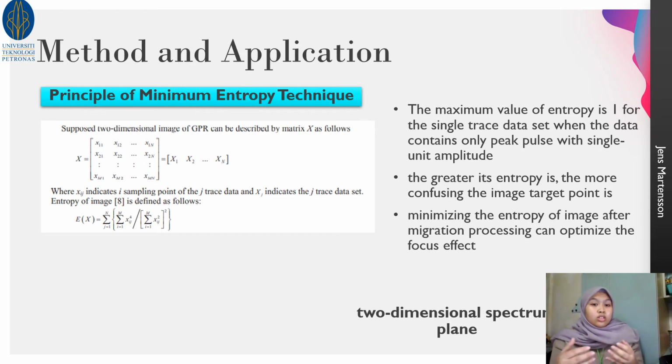So the greater the entropy is, the more confusing the image target point is. So minimizing the entropy of the image after the migration process can optimize the focal effect. So the effect of the migration process can be evaluated by a minimum entropy technique in order to make the focus even more effective and more optimal.